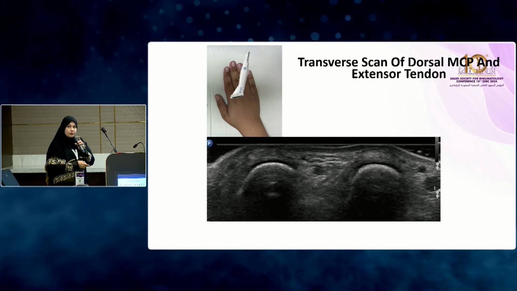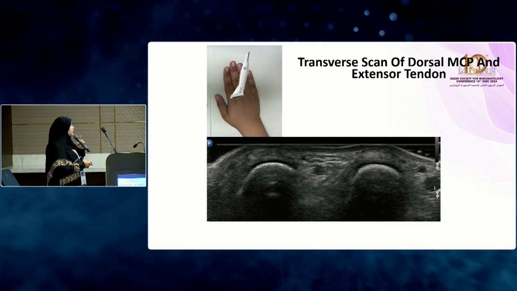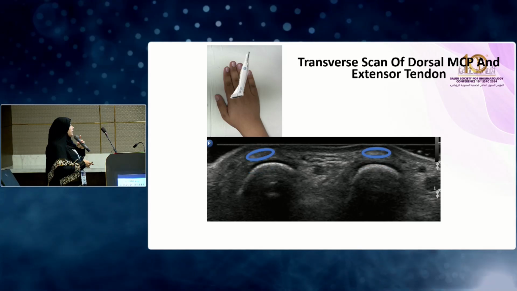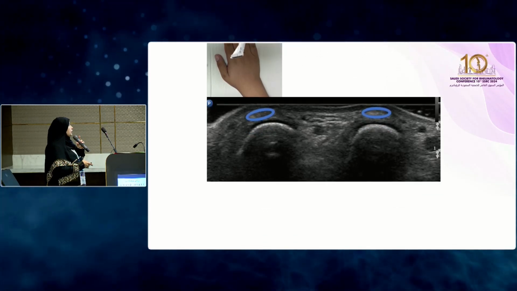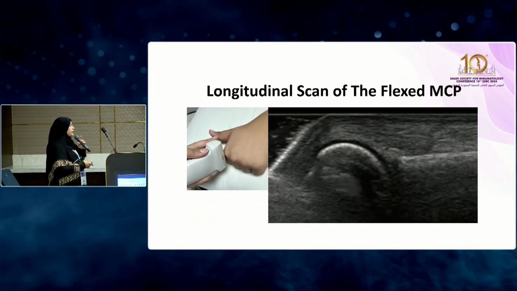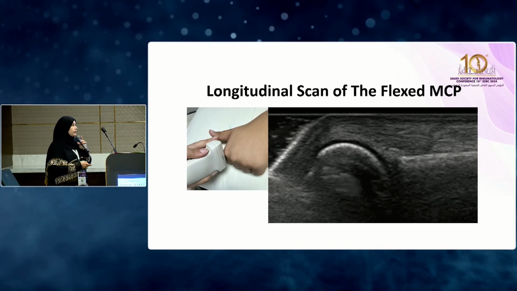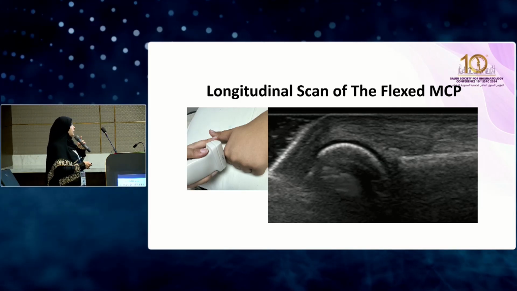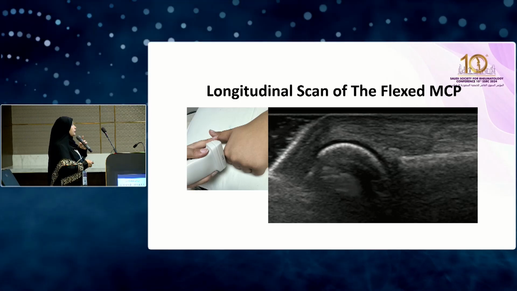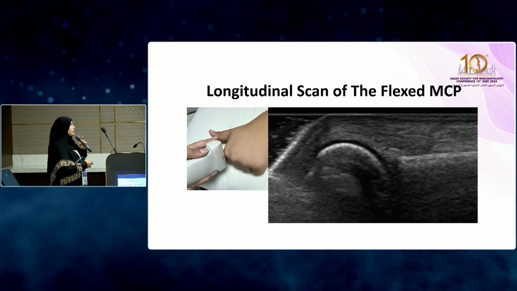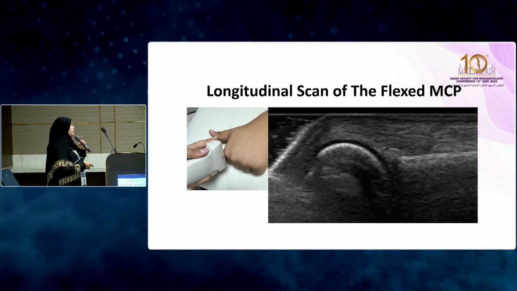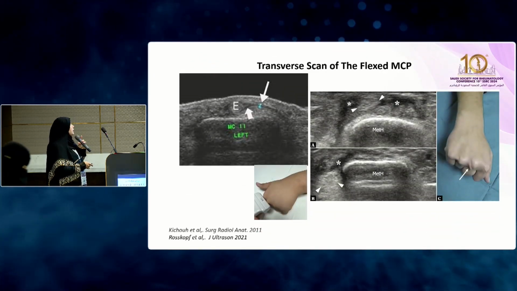You should confirm your finding on transverse scan as we learned. So these are the extensor tendons on top. Again, to assess the cartilage, you may scan in flexion position for the MCP joint for any abnormality in this hypoechoic structure or any erosion in case of rheumatoid arthritis or other erosive inflammatory arthritis.